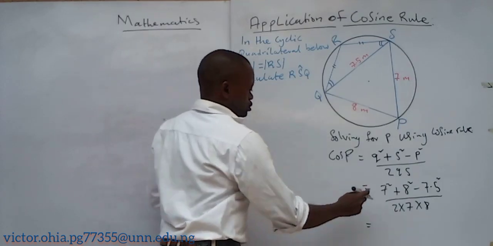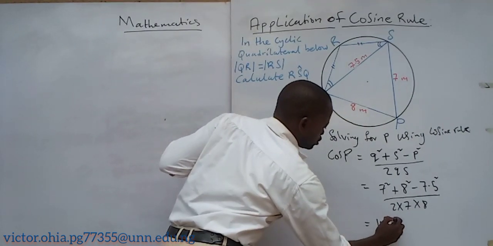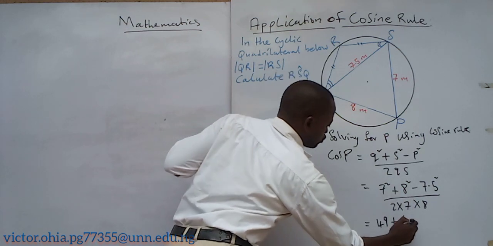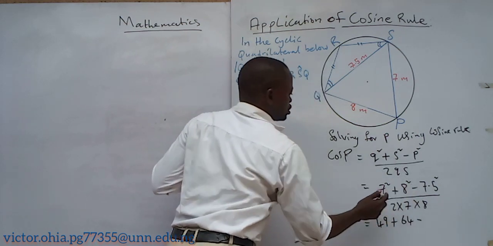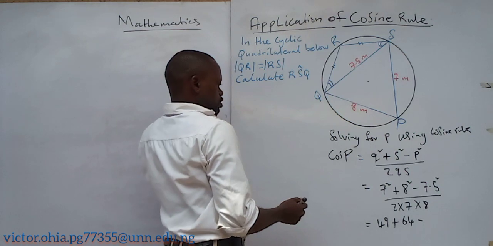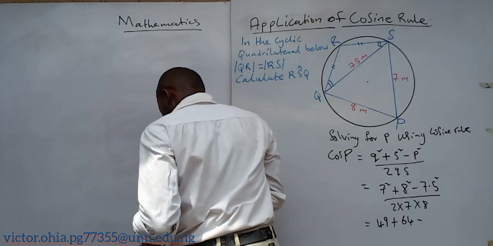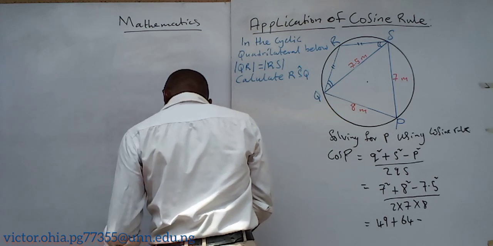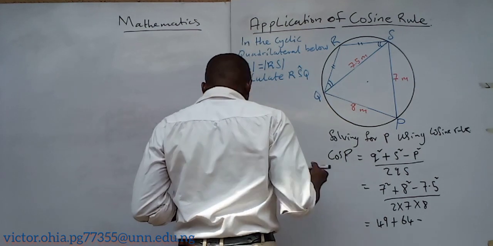This will give us, of course, 49 plus 8 times 8 is 64, then minus 7.5 times 7.5. Let me borrow the figure I have here already. That's 56.25.